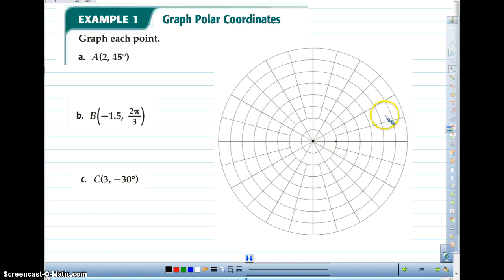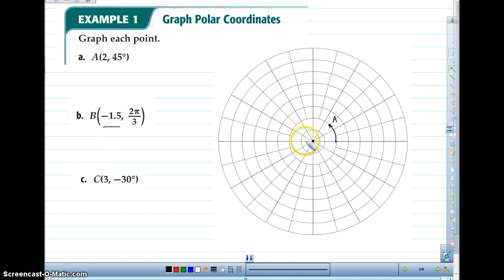So each spoke is 15 degrees, just like our last one. This would be 15, 30, 45, stopping right there. Okay, it may help on the first few ones to go ahead and draw this arrow to show where you're rotating from, so you can double back and check. Okay, yes, I went positive 2, and then positive 45 degrees. That's counterclockwise.